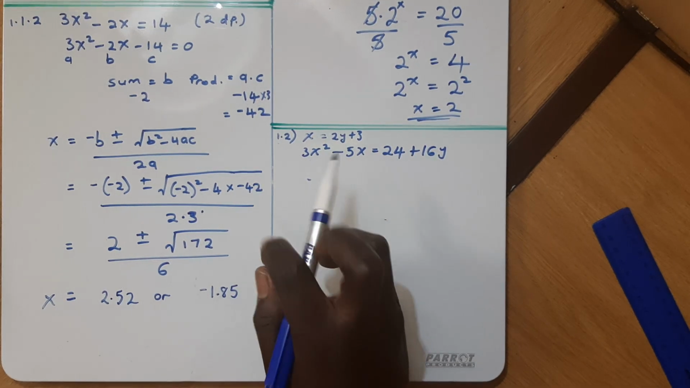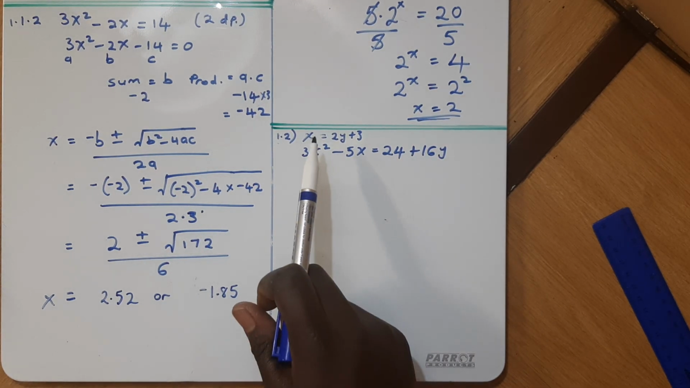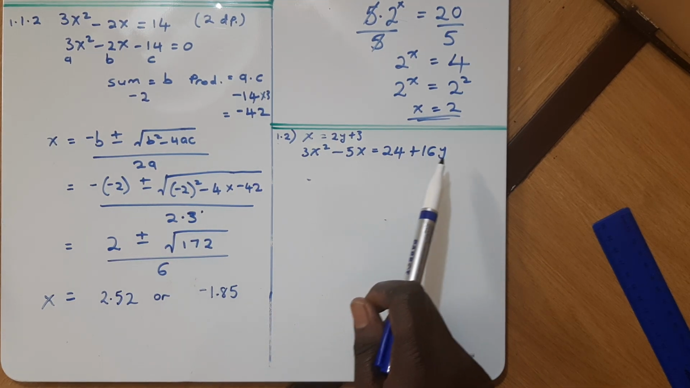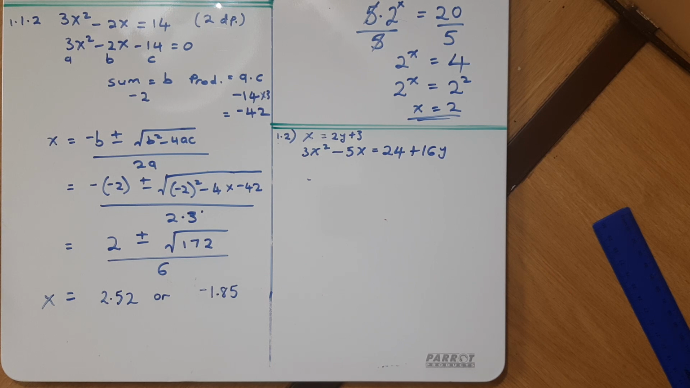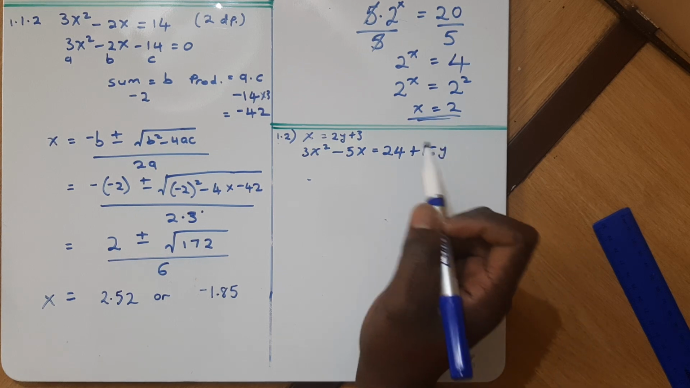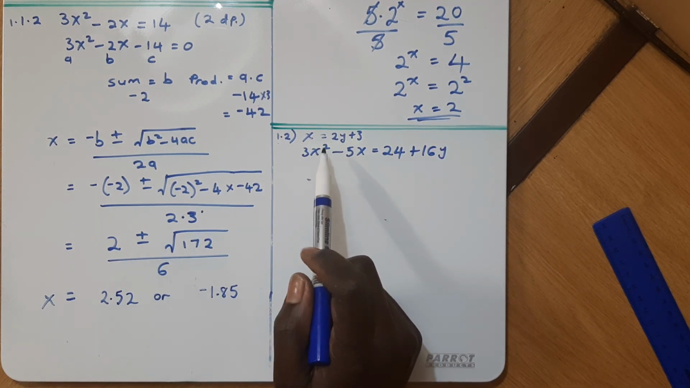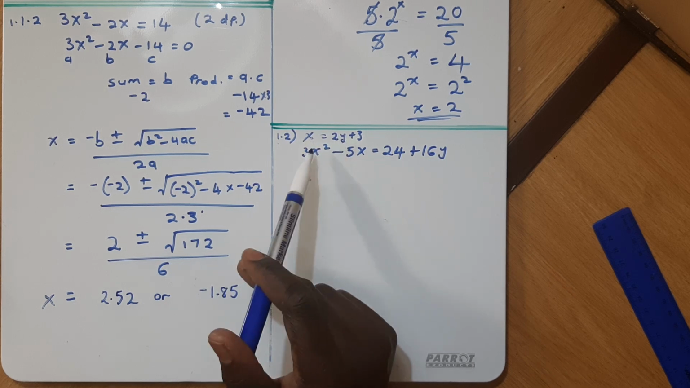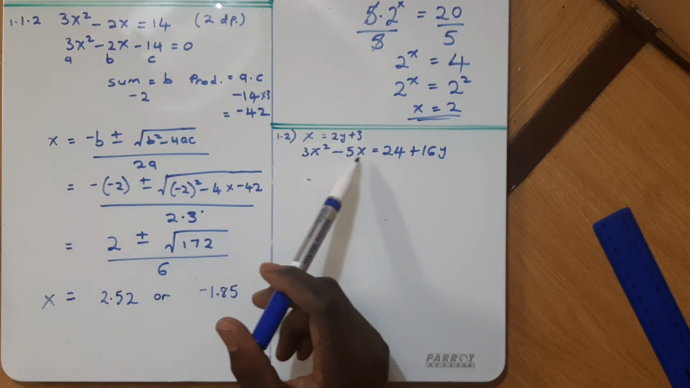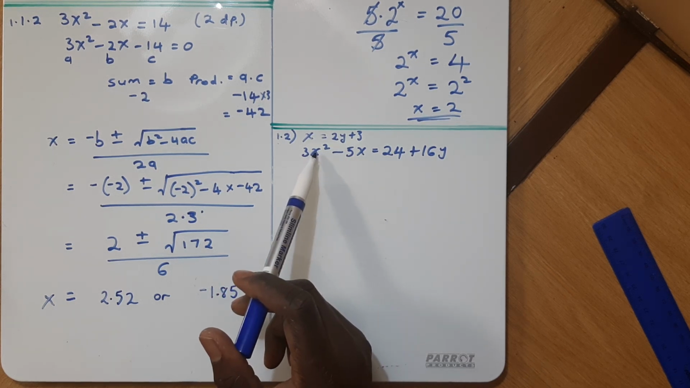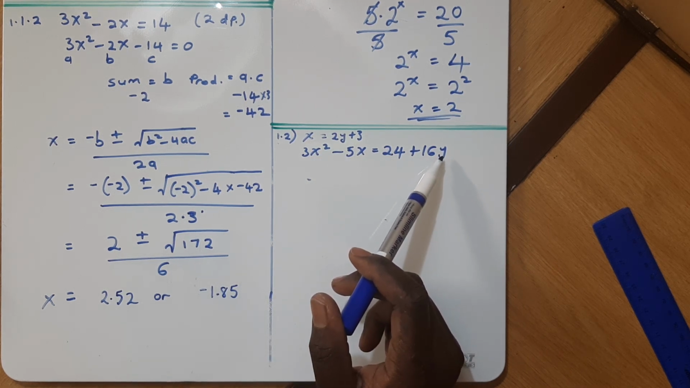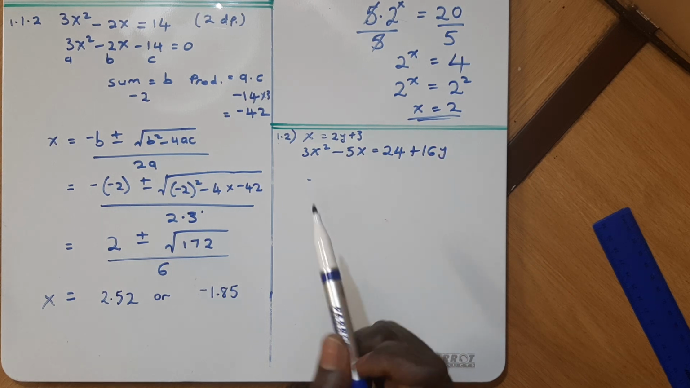So our next question, 1.2, is x equals 2y plus 3 and 3x squared minus 5x equals 24 plus 16y. Then they say solve the simultaneous equations for x and y values. So looking at this, we want to substitute either for x or for y in here. But when you look at this equation, there's too much to do if we substitute for x. We still have to square, and then there's another one here. But we have only one y, so it would do us good to only substitute for y.